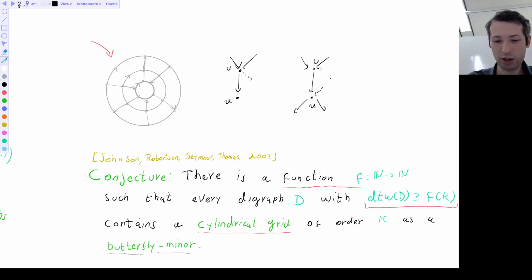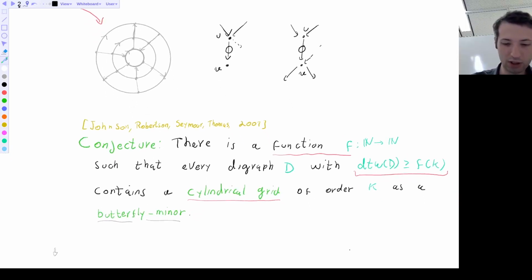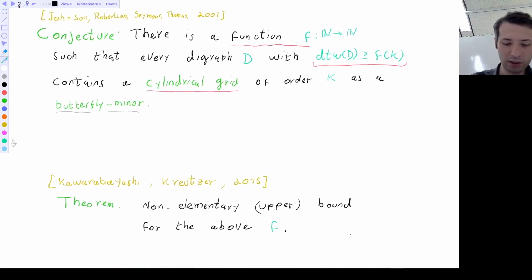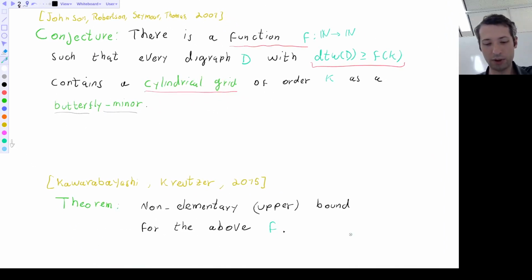So that's a butterfly contraction. So this arc, in both cases, we can contract. And so we can say that the conjecture is that they can obtain the cylindrical grid by edge deletion, vertex deletion, and butterfly contractions. So this was a conjecture, and it was proven a couple of years later by Kobayashi and Kreutzer, and they gave a non-elementary upper bound for the function f that we have here above.